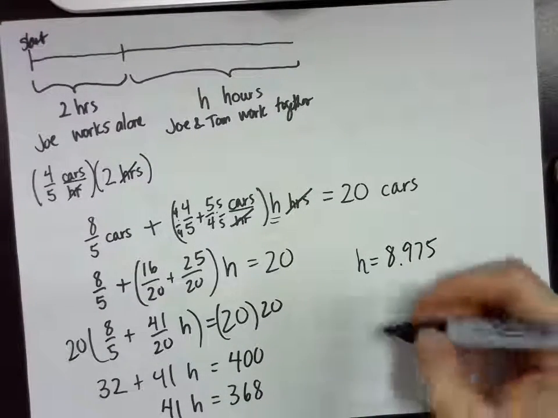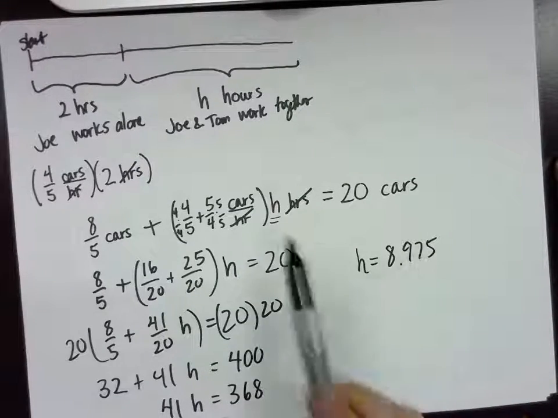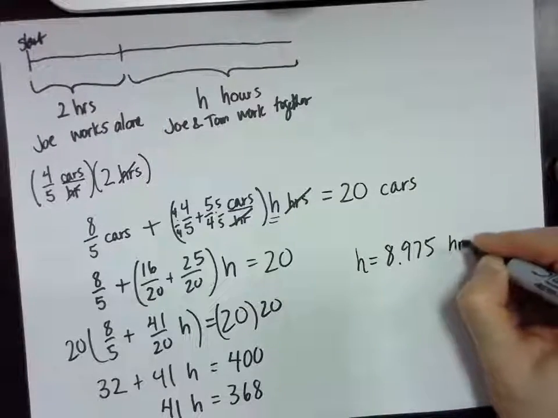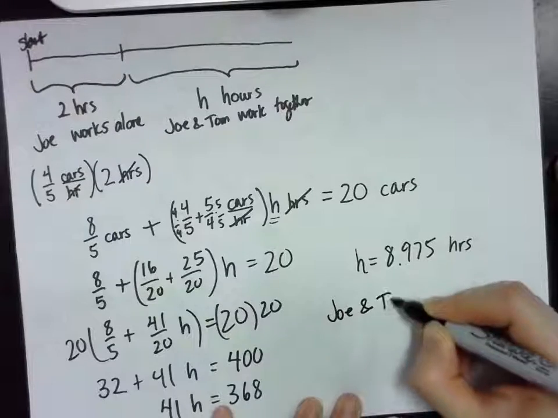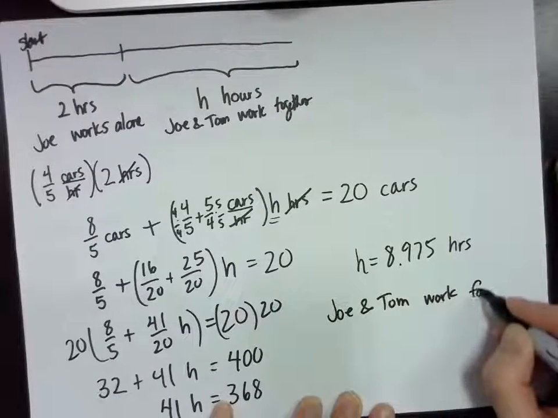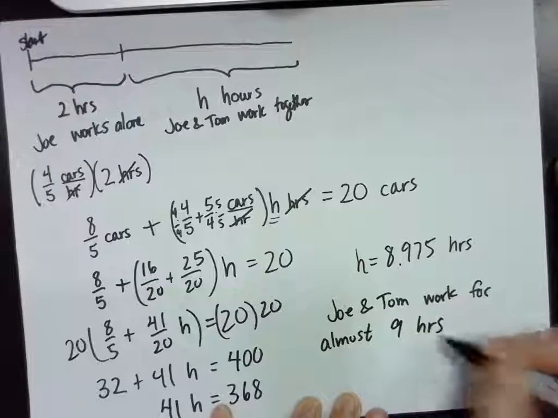Okay, so if you forget what the units are, just go back and look here. This was H hours. This has to be hours. So Tom and Joe, or Joe and Tom, work for almost 9 hours together.